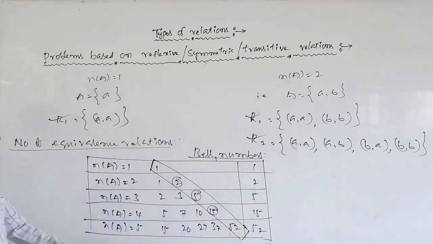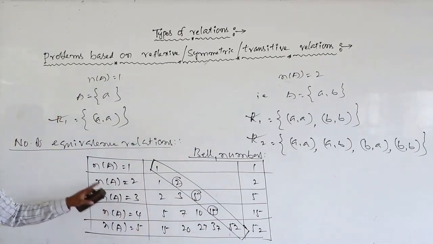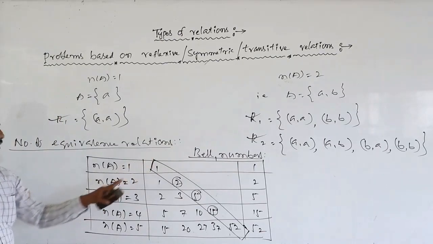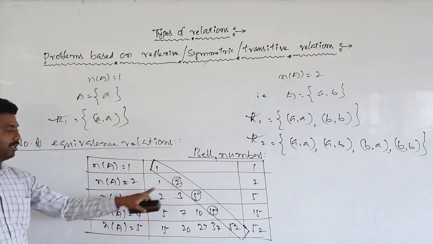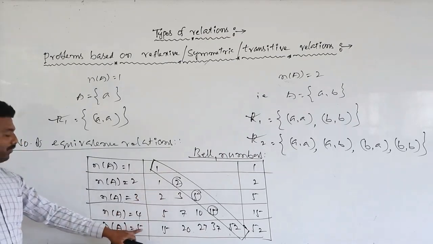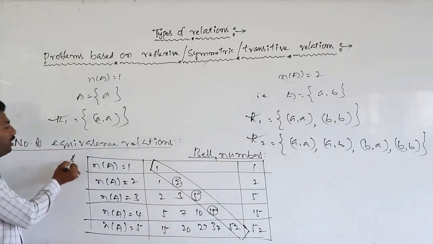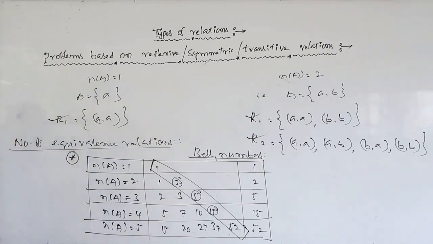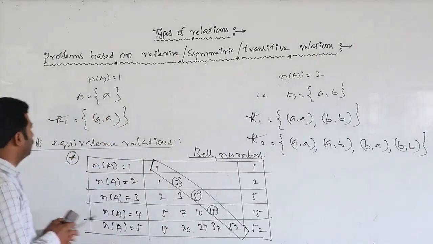These numbers are called Bell numbers. So A contains one element, one equivalence relation; two elements, two equivalence relations; three elements, five equivalence relations; four elements, 15; five elements, 52 equivalence relations. This is most important in competitive exams, so you should remember it like this. Next.